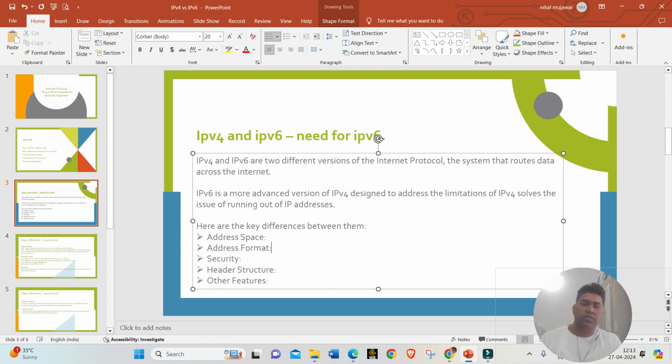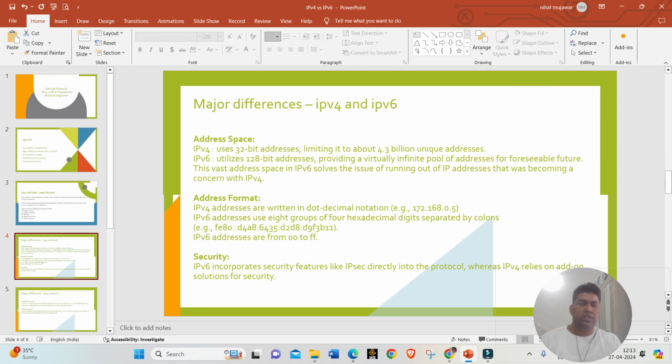Now we will see the key differences between both of them: address space, address format, security, header structure, and other features. These are some of the key differences that we are going to discuss deeply in the next slides. Now let's discuss the differences. The first and very important one is address space, that is, size.